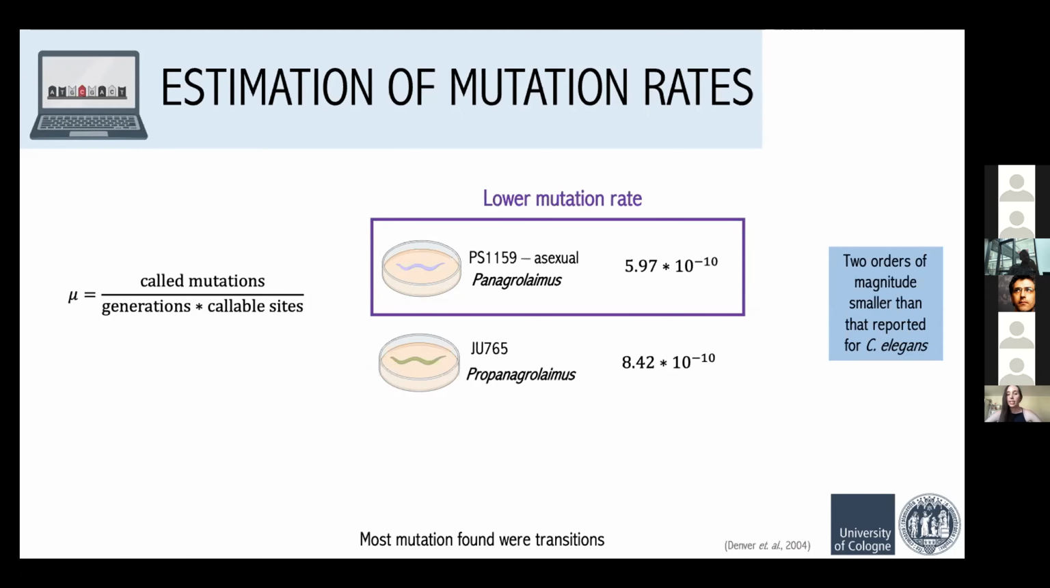I want to highlight something here, which is that due to the low number of de novo mutations that we found, there was no statistical significance between the difference of both mutation rates, but in general, there is a tendency between the ranges for the asexual one to be lower.